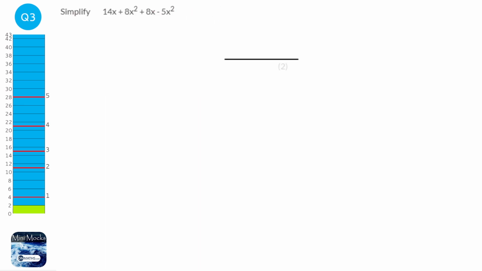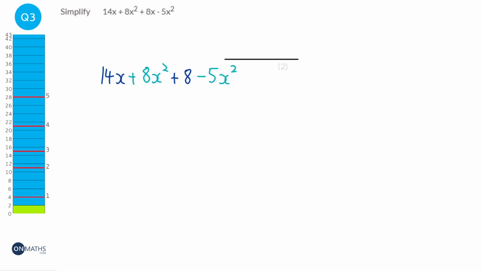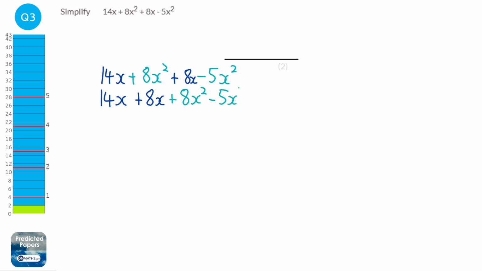When collecting terms, you've got to make sure you're collecting like terms. So what I'm going to do is write this question out, but use a different colour for all the things that are like terms. So we've got the 14x, the 8x squared, the 8x, and the minus 5x squared. So the like terms are the x terms, 14x plus 8x, and the x squared terms are like terms, so we've got 8x squared take away 5x squared.